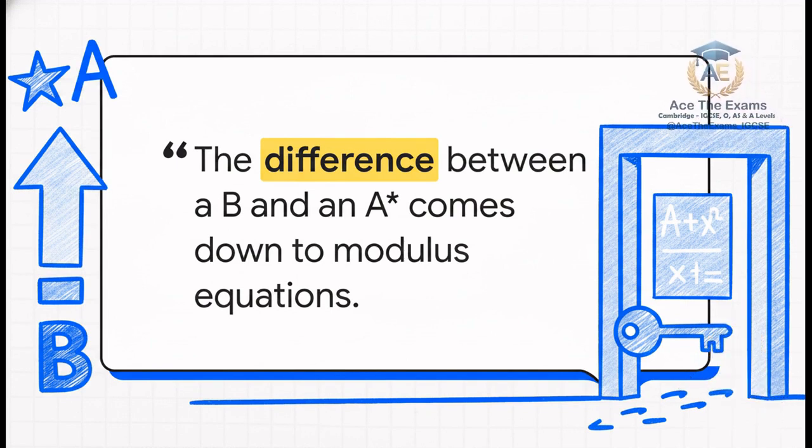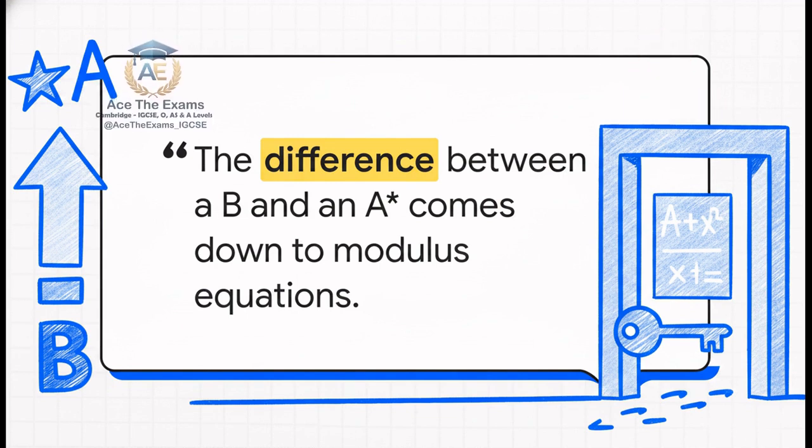The difference between a B and an A star in additional mathematics often comes down to modulus equations. Wow, that is a massive statement. And what it tells us is that our goal in this explainer isn't just about scraping by, right? We are aiming for that top-tier grade, the A star, by decoding exactly what the examiner is looking for. Modulus questions basically act as a gatekeeper. If you can master these, you are signaling to the examiner that your algebraic reasoning is absolutely elite. So how do we actually cross that threshold?